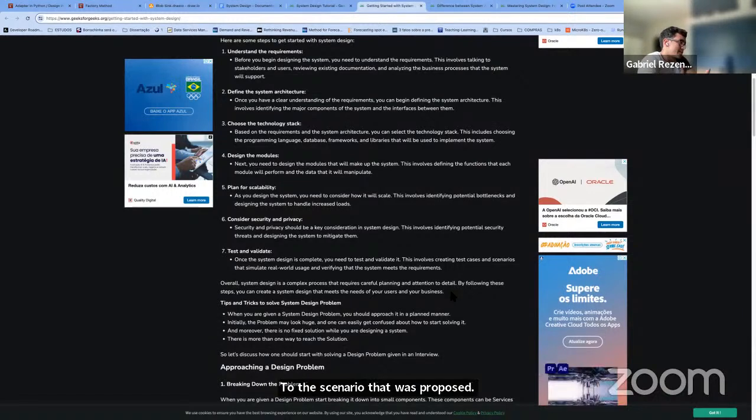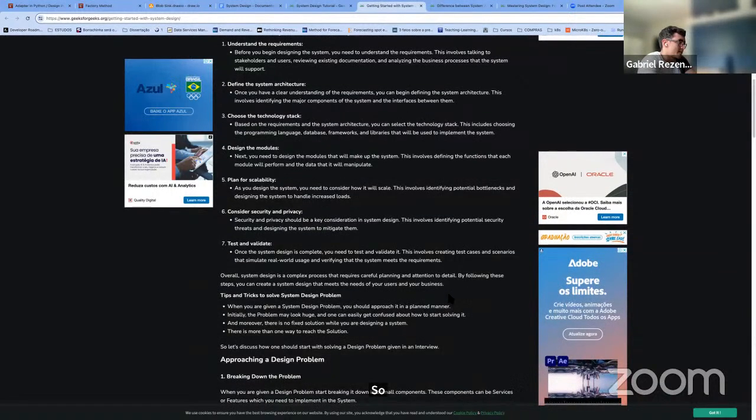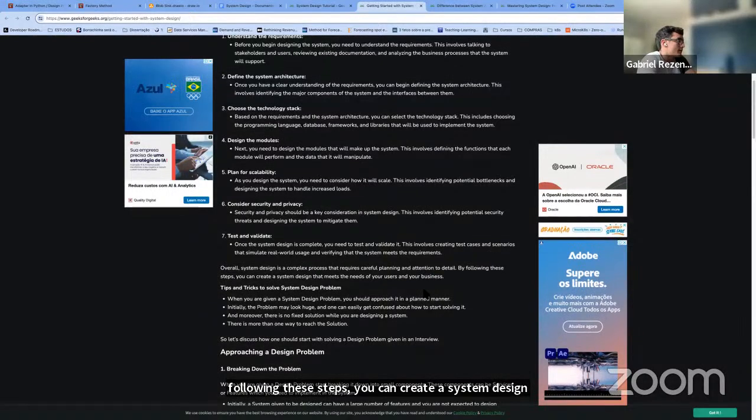So overall, system design is a complex process that requires careful planning and attention to detail. By following these steps, you can create a system design that meets the needs of users and your business.